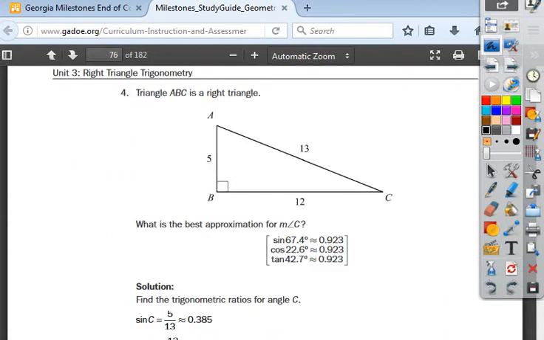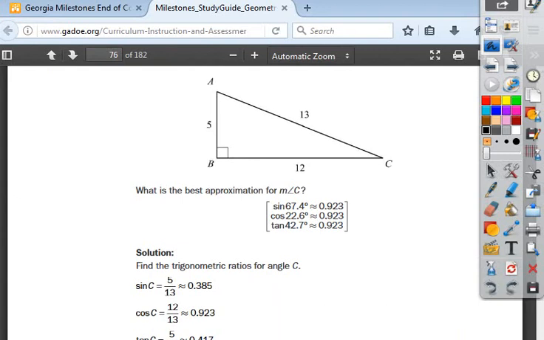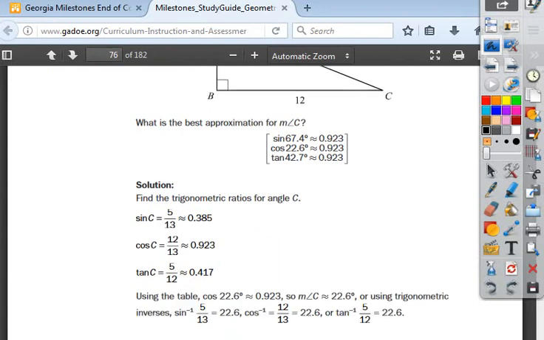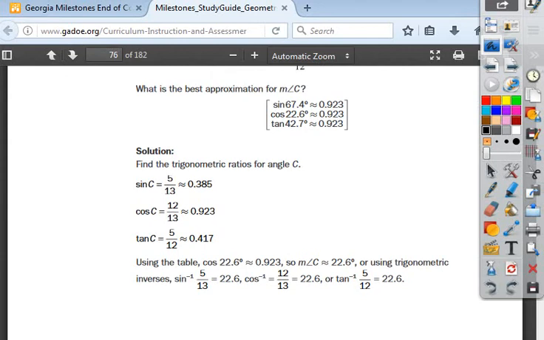If they ask for something like this, what is the measure of angle C? How do I find the measure? What am I going to do on the calculator? The second function and whatever rule. So in this case, I could do any of them. You can do inverse sine and do 5 over 13, or inverse cosine, do 12 over 13, or inverse tangent. Any of those would work for that one, but make sure you do inverse if you're looking for the angle.